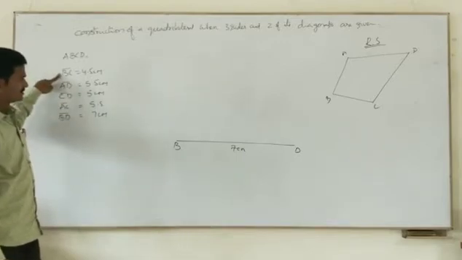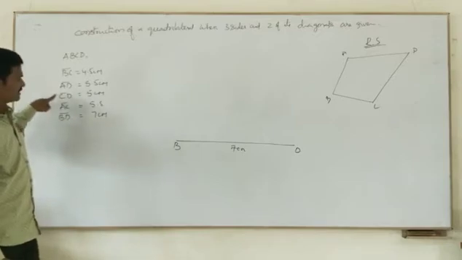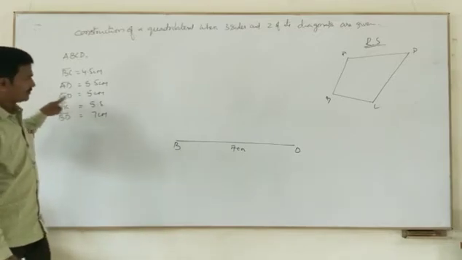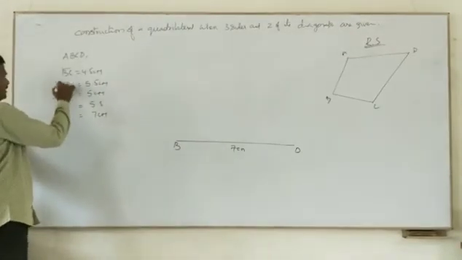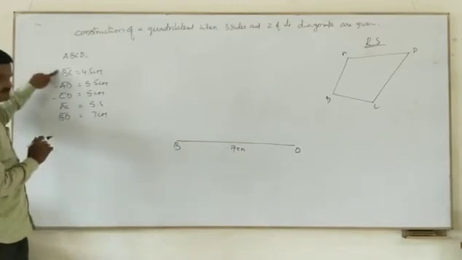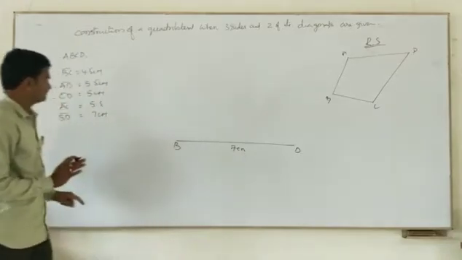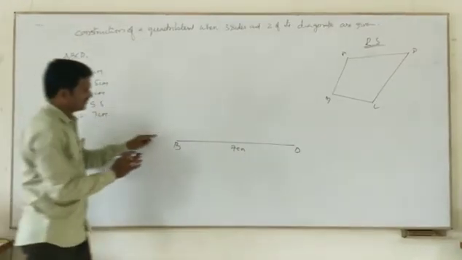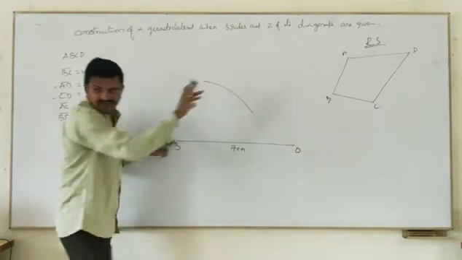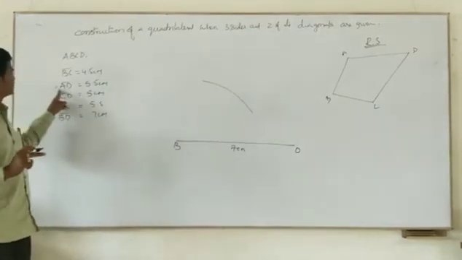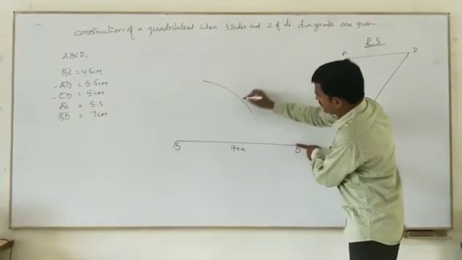B to C is 4.5. CD and AD are there, and BC is also there. So one thing you have to do. From B to C, how much? 4.5. You can draw an arc with radius 4.5 centimeters. Now A to D, how much? 5.5. From D, 5.5, draw an arc.